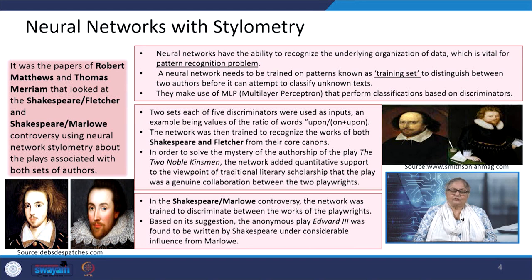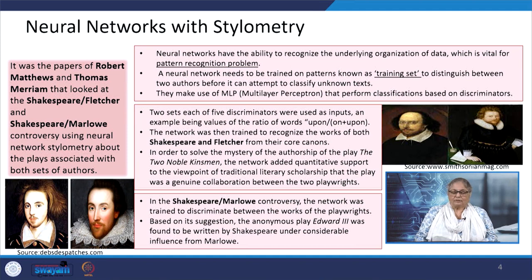Two sets, each of five discriminators, were used as inputs, an example being values of the ratio of words upon. The network was then trained to recognize the works of both Shakespeare and Fletcher from their core canons. In order to solve the mystery of the authorship of the play The Two Noble Kinsmen, the network added quantitative support to the viewpoint of traditional literary scholarship that the play was a genuine collaboration between the two playwrights.